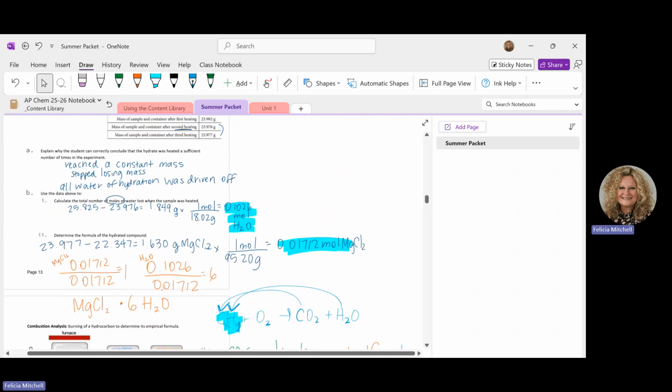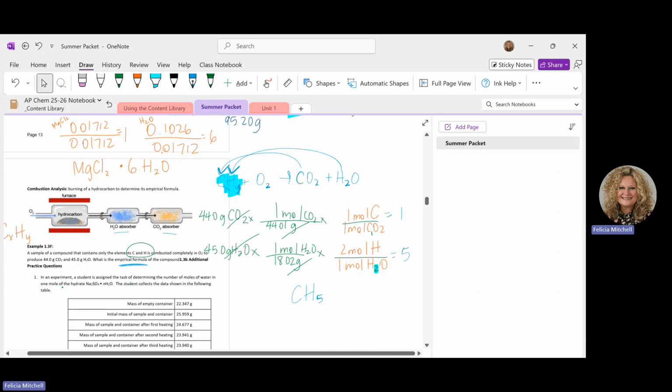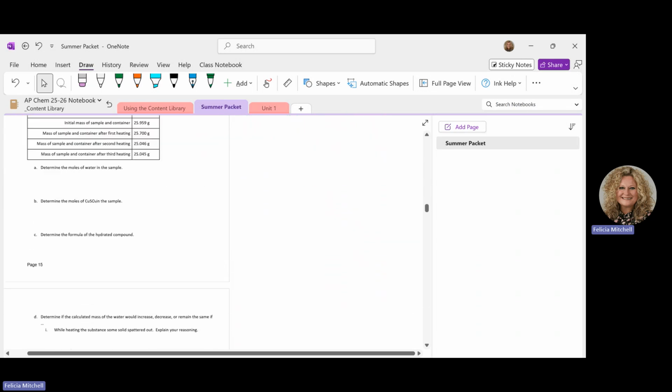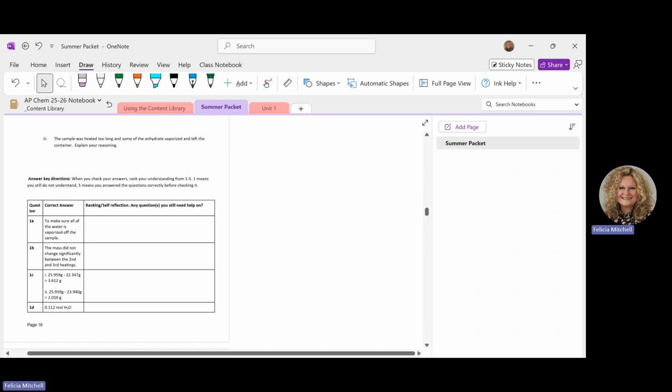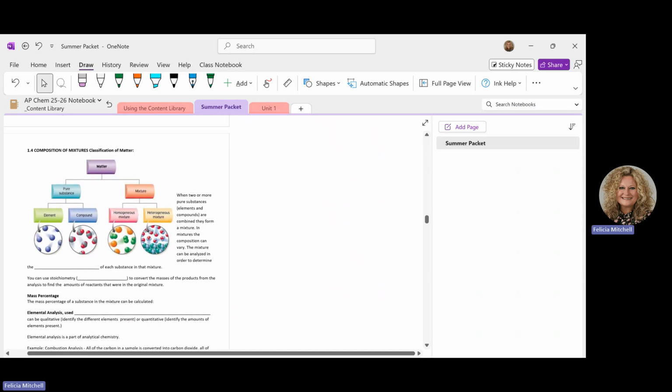I guess what I was thinking a minute ago is when they ask for the formula of the hydrated compound, they're not going to call it empirical formula. But it's all very similar to just solving for an empirical formula. So you're going to do this one by yourself, 1.3F, and right here, and then you're going to have answers. See all the answers right there? Okay, so do those.